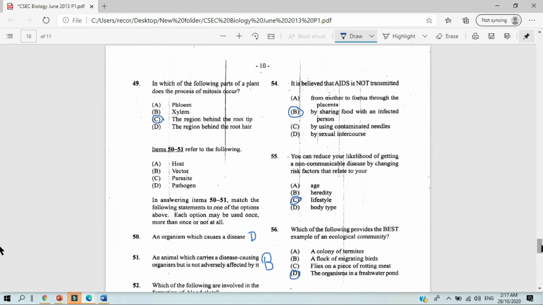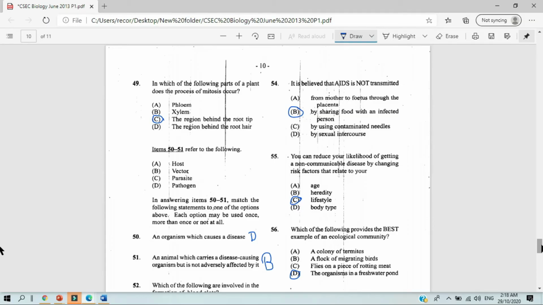Alright. So items 50 to 51 refer to the following. A, B, C, D: host, vector, parasite, pathogen. In answering items 50 to 51, match the following statement to one of the options above. Each option may be used once, more than once, or not at all.